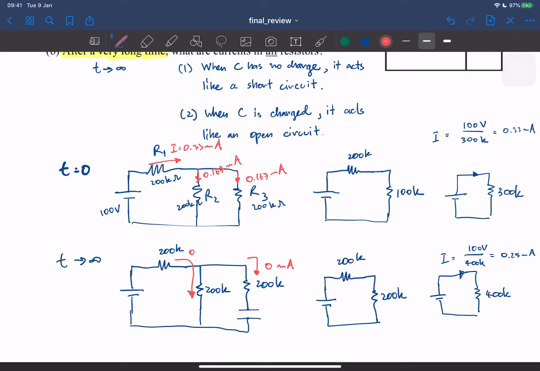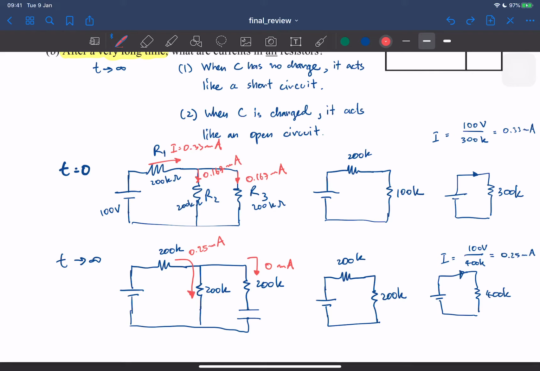And that's going to be this current, 0.25 milliamps, which is the same current flowing through this one and this one, right? Because the current cannot go that way, since that's an open circuit. So all the current has to go through this resistor here. Okay, so that's the answer.